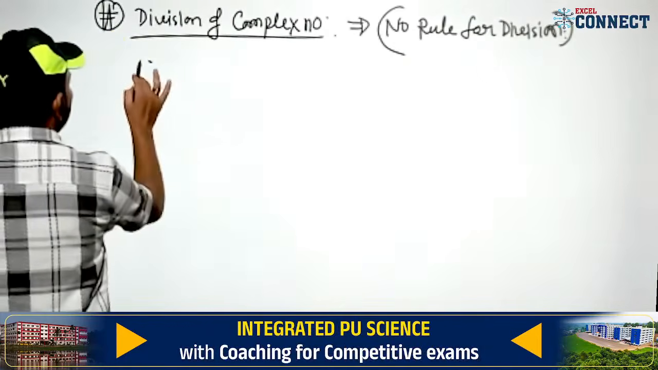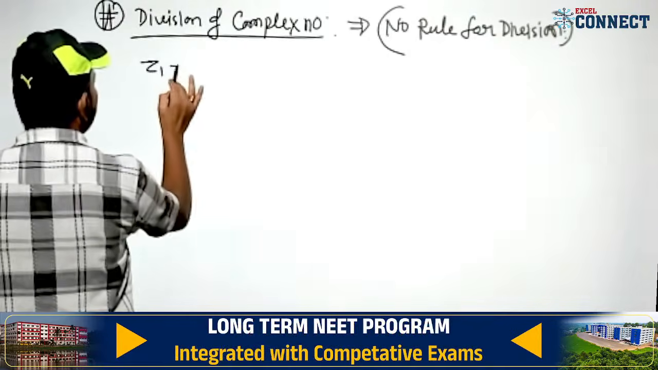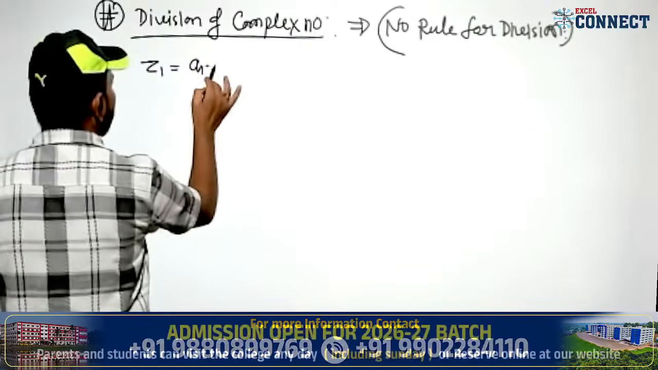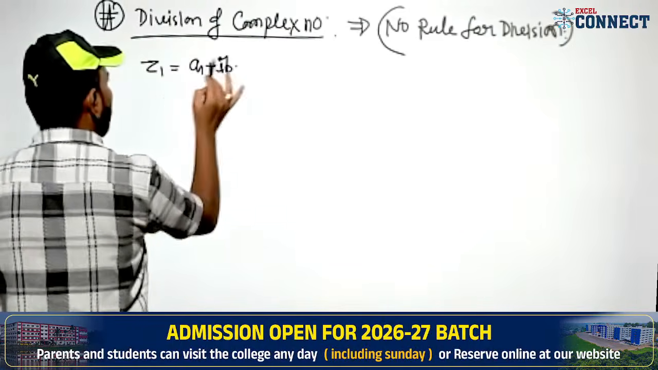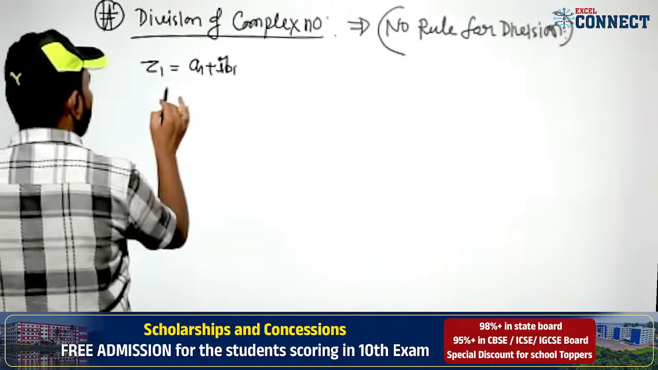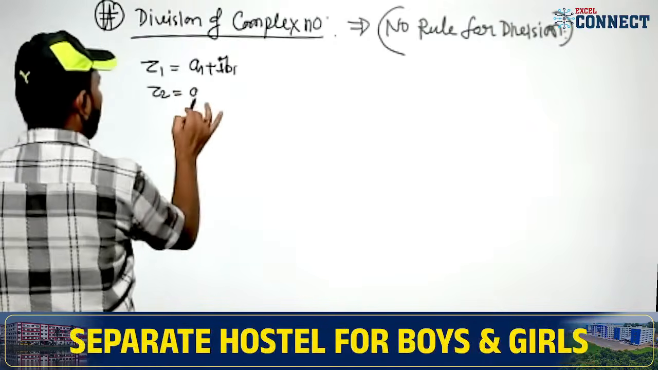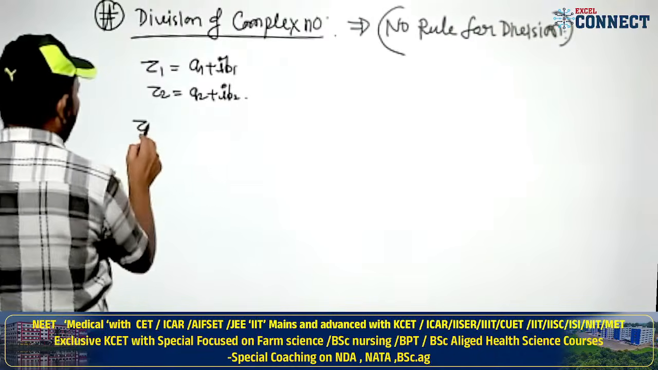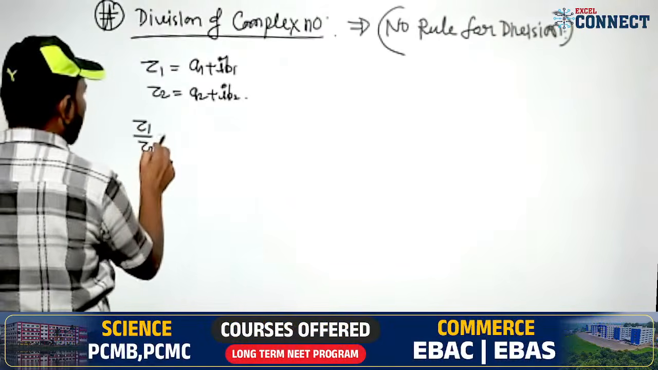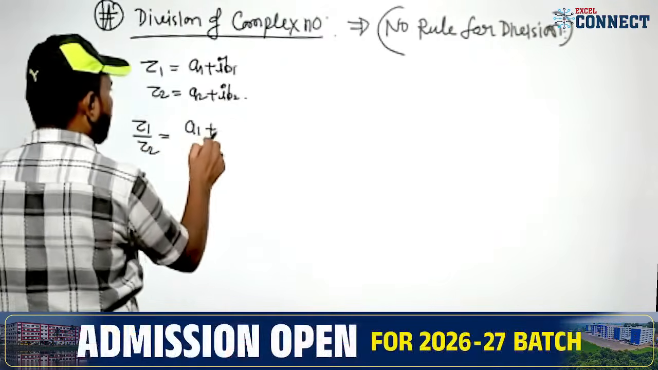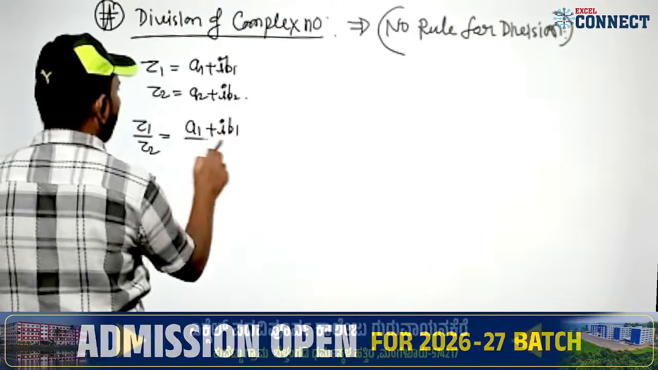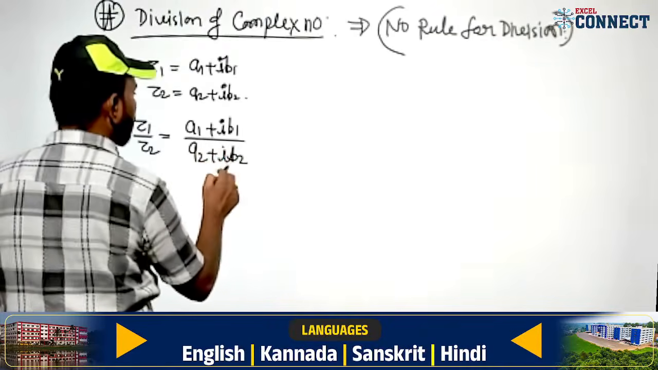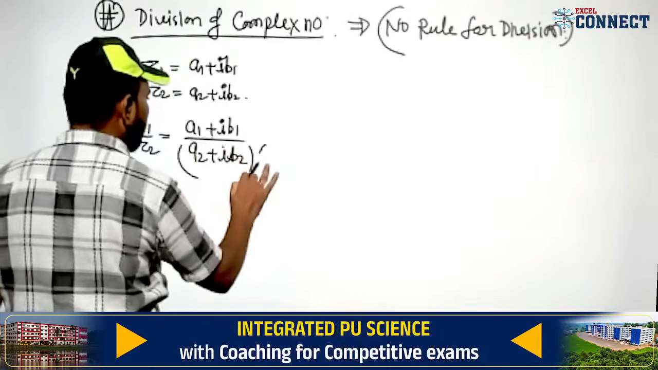Let's suppose Z1 is A1 plus iota B1, and Z2 is A2 plus iota B2. Then you need to find Z1 by Z2. It means A1 plus iota B1 divided by A2 plus iota B2. So what will you do in this?